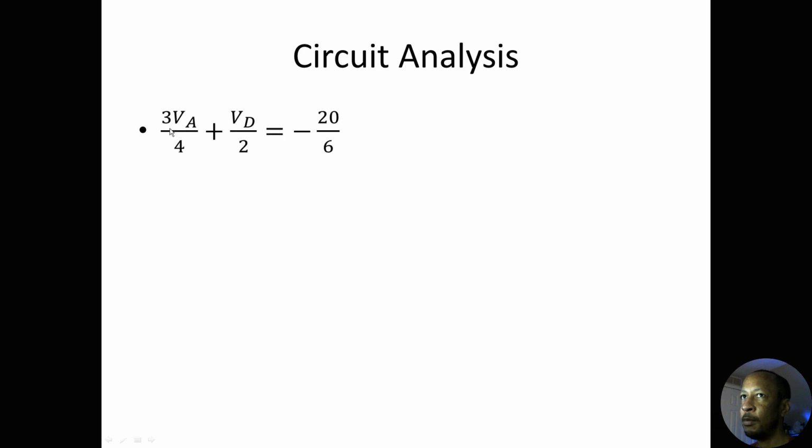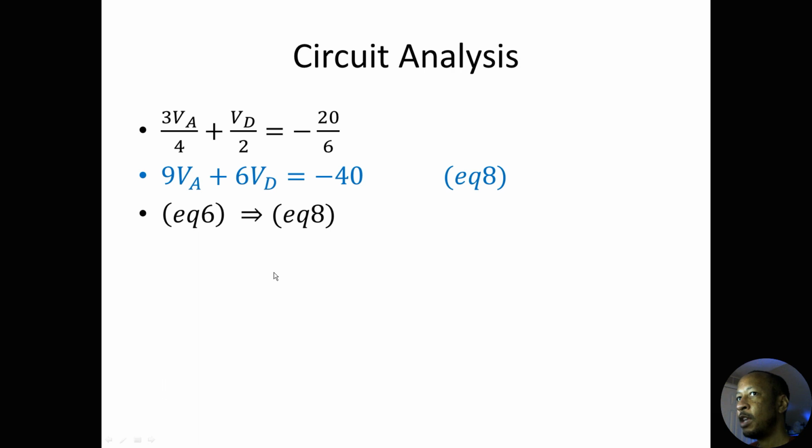Next, that gives me 3VA over 4 plus VD over 2 equals negative 20 over 6. Then that gives me 9VA plus 6VD equals negative 40. That's equation 8. Next, I'm going to take equation 6 and I'm going to place it into equation 8. That gives me 9 times 80 over 3 plus 6VD equals negative 40.